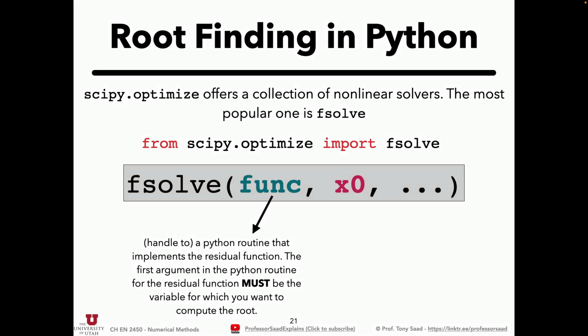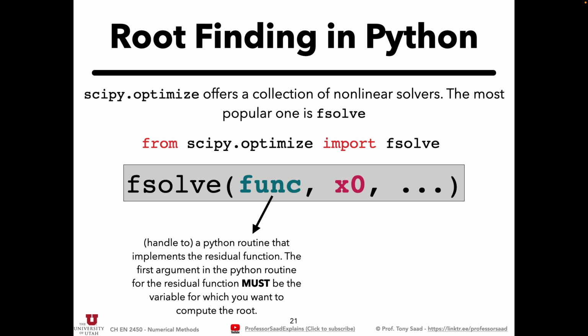So here's how it goes. You define your residual function by hand. You go in Python and write a subroutine that computes that residual function, so v minus L, r squared, et cetera. And then you pass the name of that subroutine as the first argument to fsolve. But there's a very important condition: your residual subroutine needs to have at least one argument, and the first argument needs to be the variable of interest that you're solving for. Otherwise, it will not work.